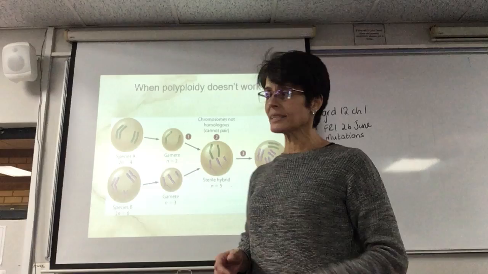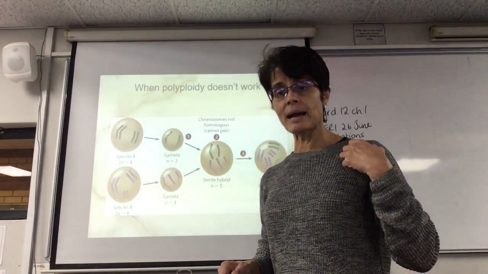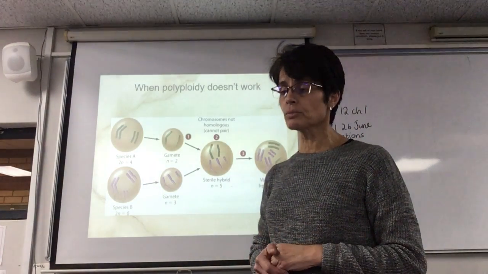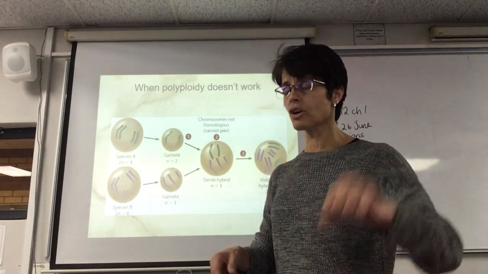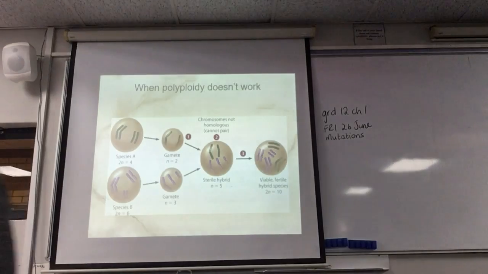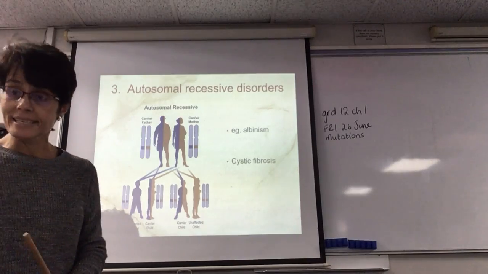So basically we are finishing off mutations, and if you remember yesterday we looked at polyploidy and chromosomal mutations like Down syndrome and Turner's and Klinefelter syndrome. So let's just look at a few more. All right, so this is now tying up with the genetics that we've been doing.